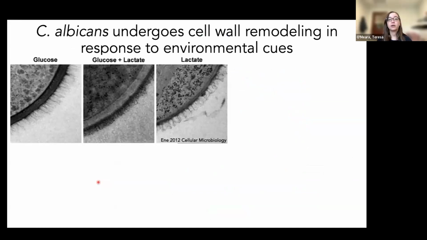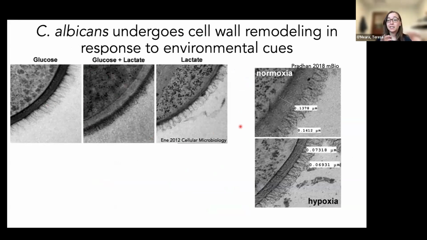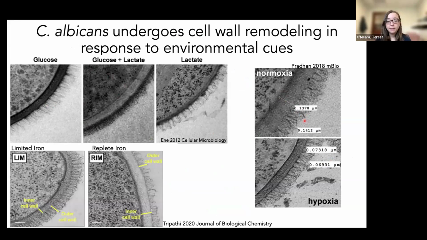We know that there's a lot of remodeling that happens in response to changes in the environment. By changing carbon source, you can change the cell wall structure. By changing the oxygen, normoxia versus hypoxia, you can see drastic changes in the inner and outer layers. Also in iron-limited versus iron-replete conditions, you change the width of the outer cell wall versus the inner cell wall. And so Faith had a pretty straightforward question: do bacteria influence this process? Is this enough of an environmental change to trigger that cell wall remodeling?